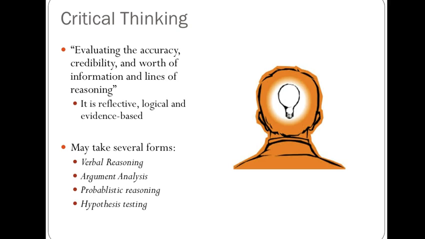So we'll wrap up by talking about critical thinking. Critical thinking is really your ability to evaluate the accuracy, credibility, and worth of information in lines of reasoning. So it's reflective, it is logical, and it's based on evidence. And there are a few different ways that you can engage in critical thinking through either verbal reasoning, analyzing arguments, using probabilistic reasoning, or engaging in hypothesis testing, which is one that a lot of scientists use.